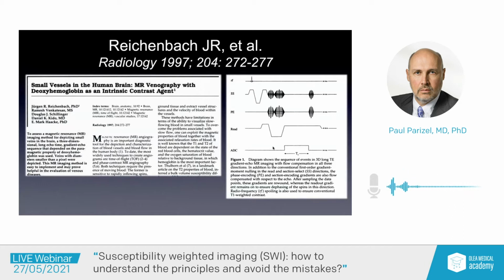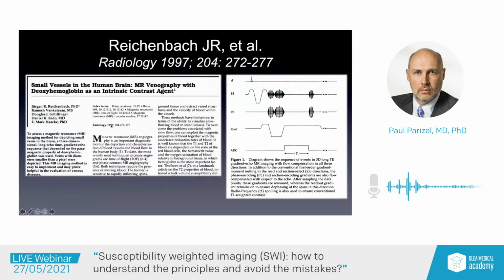And as you can see from the diagram on the right side of the slide, this sequence is actually fully flow compensated in all three directions, the read, the phase, and the frequency, so that you get your echo in a three-way compensated fashion. Now, it turned out that there was not a great clinical need to look at veins in the brain.